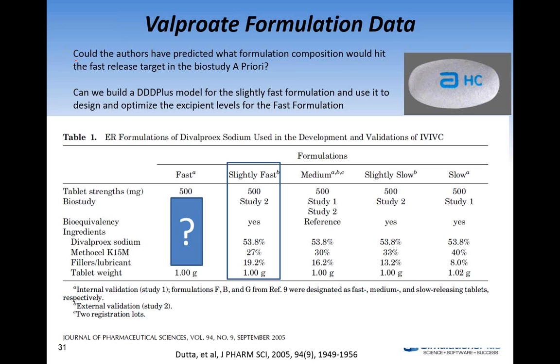And the question, again, we're asking is, could the authors have predicted what formulation composition would have hit the fast release target in the biostudy a priori? So could they have predicted this as their target PK profile? Could they have predicted the amount of polymer in the formulation that they needed to hit that PK profile? And then can we build a DDDPlus model for one of the other formulations where we did have in vitro data and use it to design and optimize the excipient levels for that formulation?